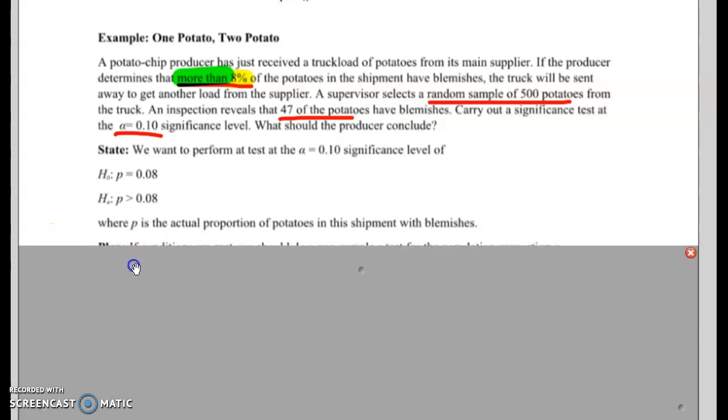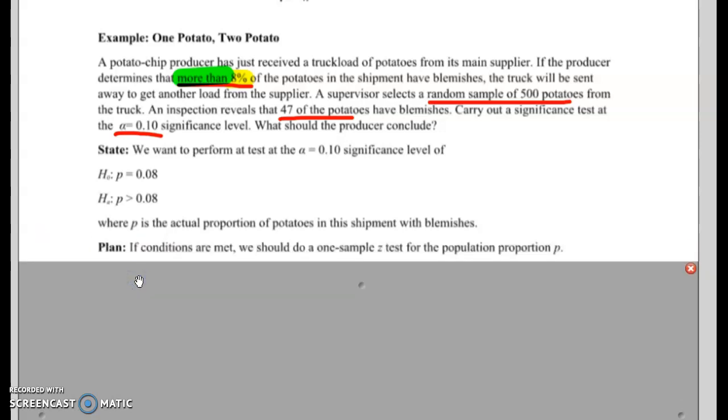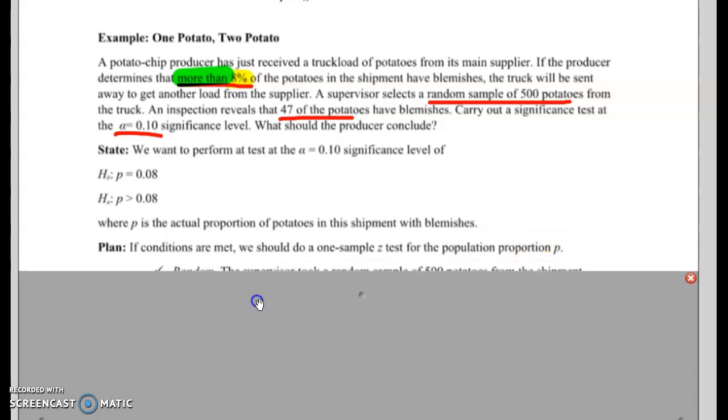Now the plan, we're going to check the conditions for a one sample z-test. The conditions are really the same as for a sampling distribution, but we have that random condition involved. So random, we're told up here that the sample was chosen at random. Independent, 10%: I'd assume 500 potatoes in a truck is less than 10% of the truck. 5,000 potatoes in a truck seems to be definitely less than 10%. You can fit more than 5,000 potatoes in a truck.